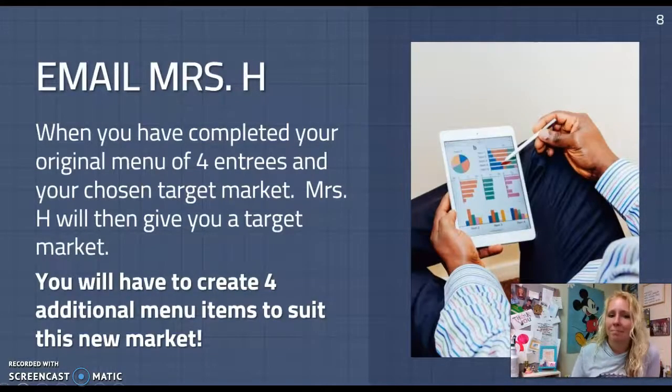Now, I want you to email me. Shoot me a message on Schoology. I will have my computer open and ready to go. When you have completed your original menu of 4, I will then email you back a target market very specific, and you will create an additional 4 items for this target market. It will be an additional slide. You'll need to add what that new target market is from me, and add 4 additional entrees and pricings for that target market. Okay? It gets a little harder when you were assigned a target market versus when you get to create it. Okay?